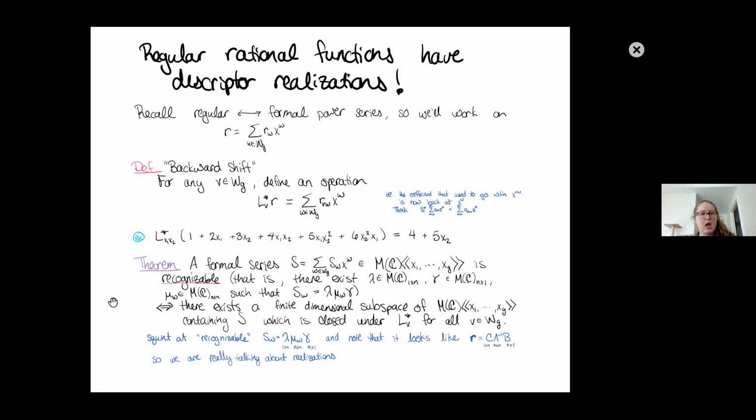So, oops, too far. Then we're going to say, all right, the thing is recognizable, which, if you squint at the definition of recognizable, which says that you can write out your coefficients in this way, if you squint at that, you can say, okay, yeah, that does kind of look like a realization. It's slightly different, but it's the same idea. And we're saying that it has that if there exists a finite dimensional subspace that's closed under your backward shifts.